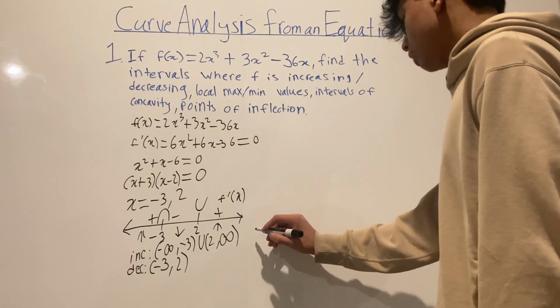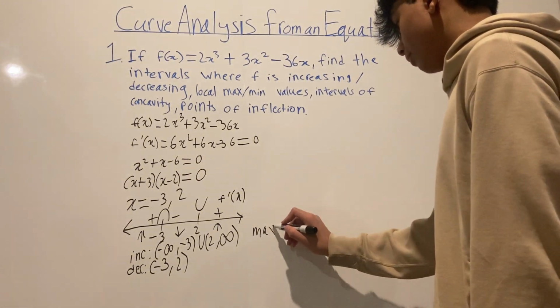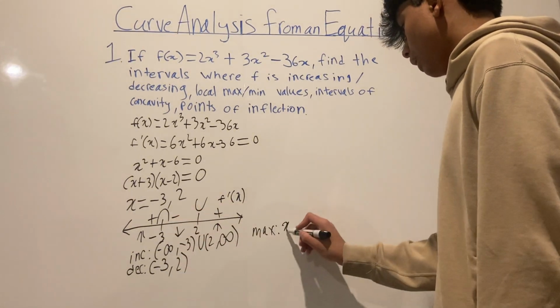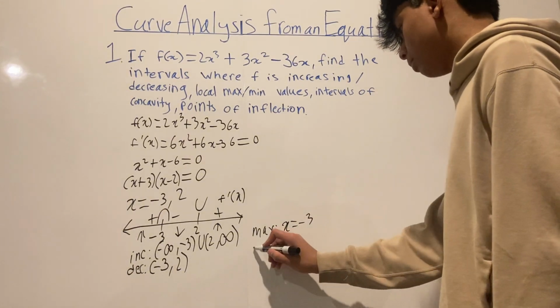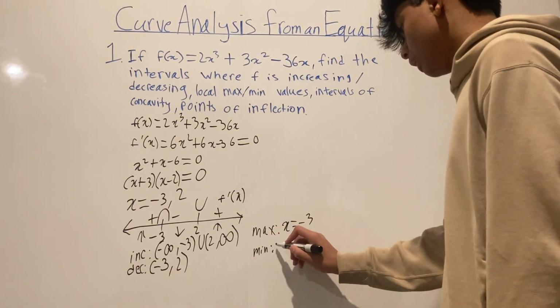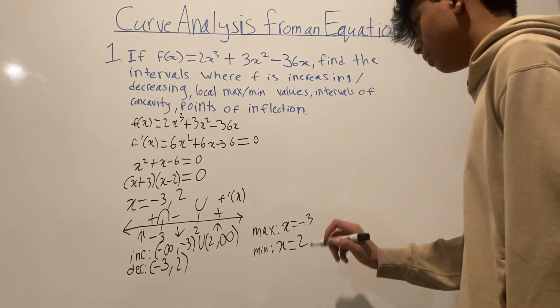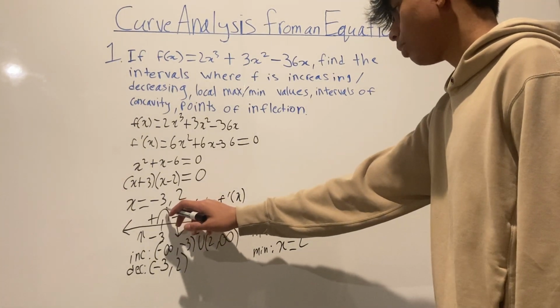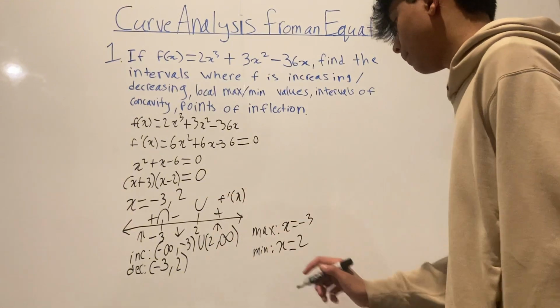So our maximum point is going to be at x equals negative 3. And our minimum point is going to be at x equals 2. As just shown here, this is the highest point in this interval and the lowest point.